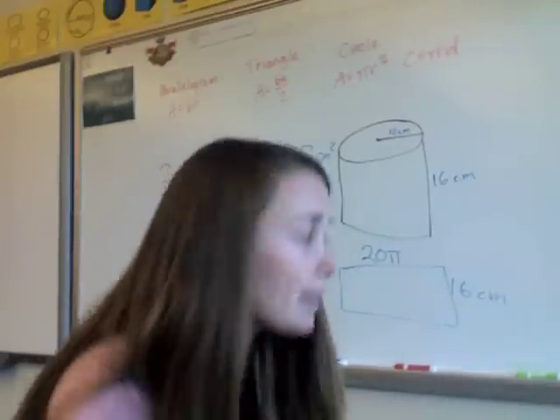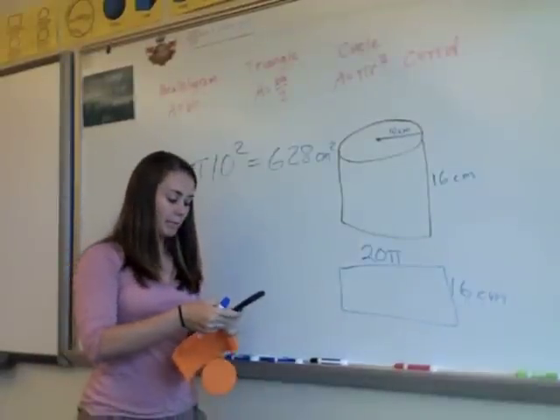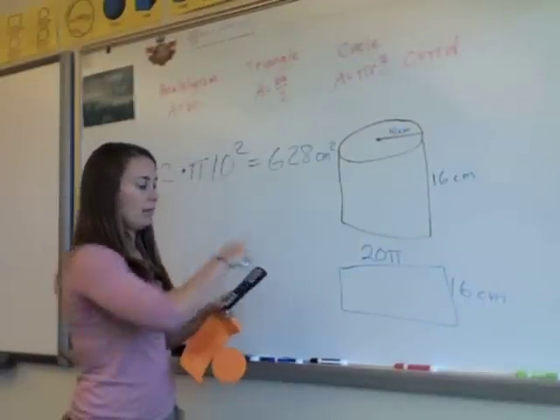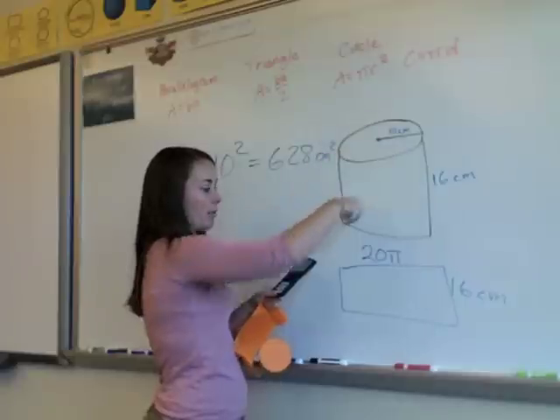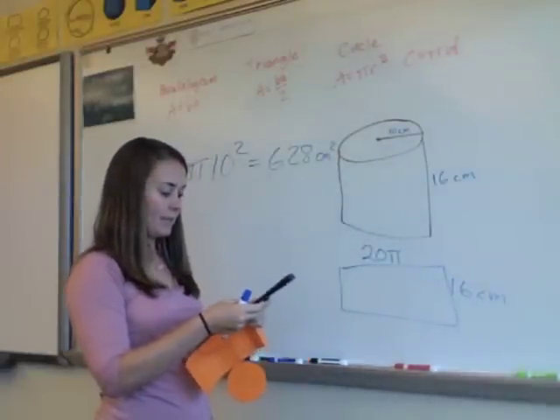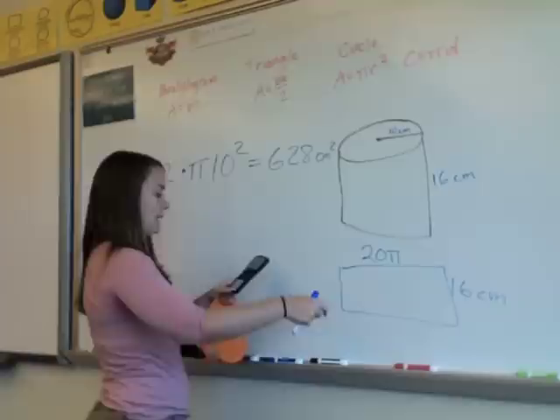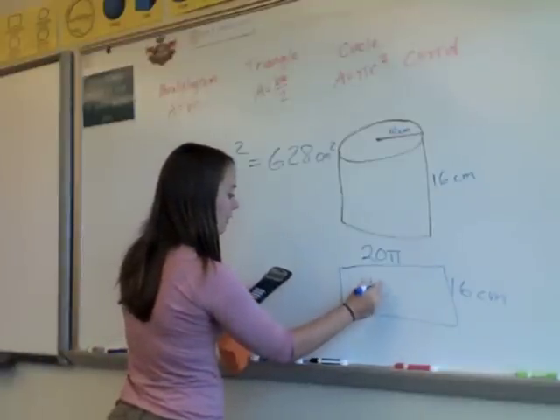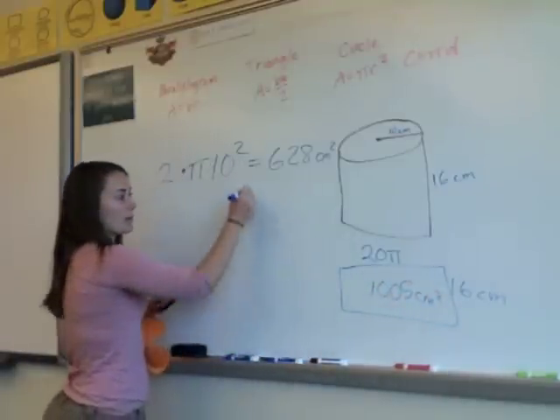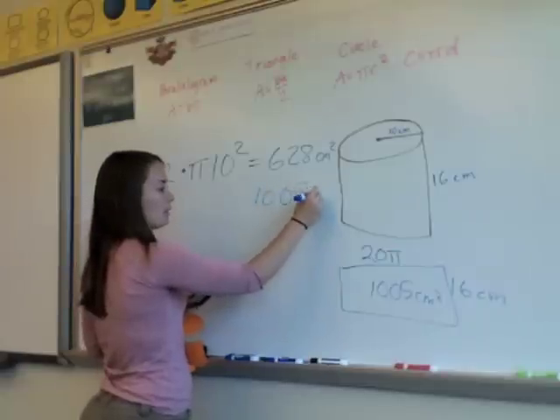So let me grab my calculator. Go ahead and do that. So I have 20 pi is telling me the length of this rectangle all the way around is about 63, times 16, which is my height. So this rectangle is about 1,005 centimeters squared. So I have my rectangle is 1,005.